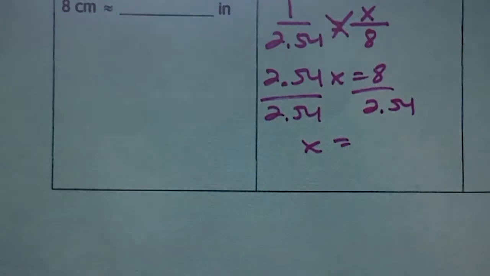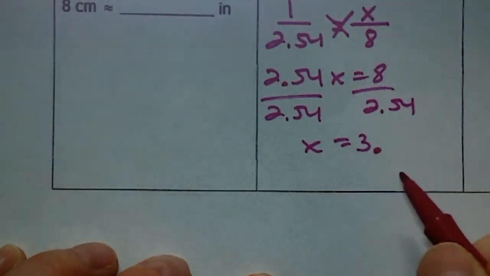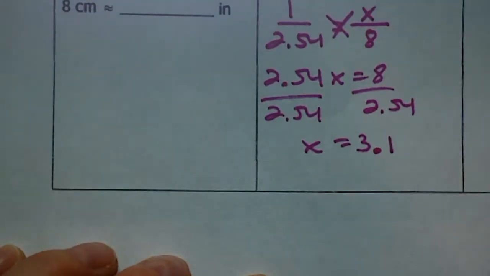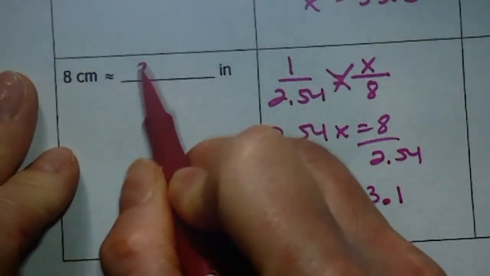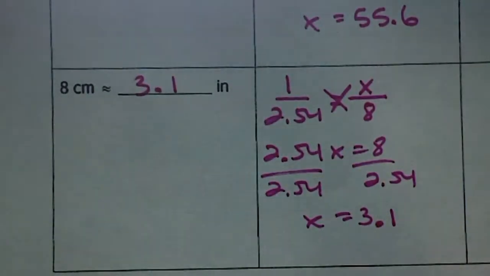And when you take 8 divided by 2.54, you get a really long decimal again. Looks kind of like pi. And it's 3.149. So I'm just going to say 3.1, round it to the nearest tenths place, and set that up. All right, so that's the proportion method.